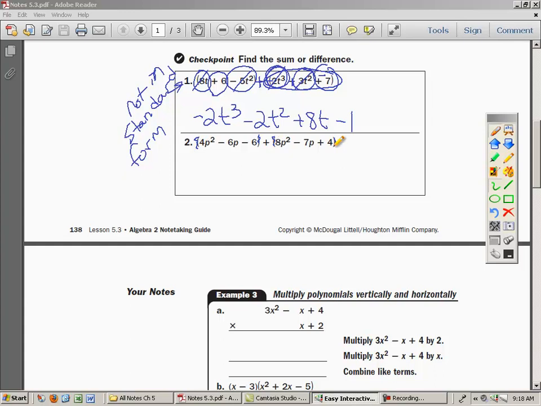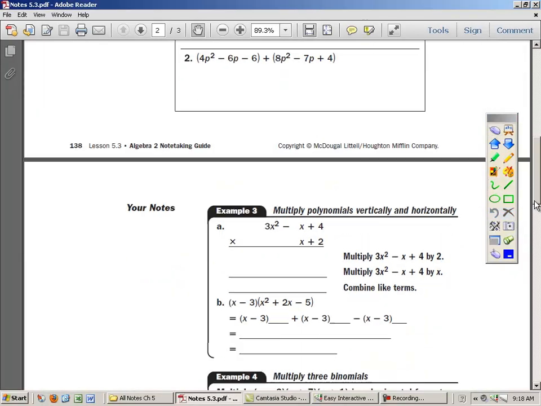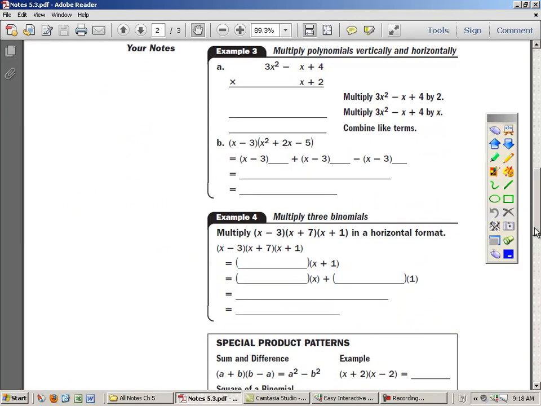Okay, and again, I'm going to stick with the horizontal format. I'm just going to find all the p squareds. They're both positive, so this becomes 12p squared. Cross them off. Let's go to p's. Negative 6p and negative 7p is negative 13p. Cross them off. And then negative 6 and positive 4 becomes negative 2. All right? Okay.